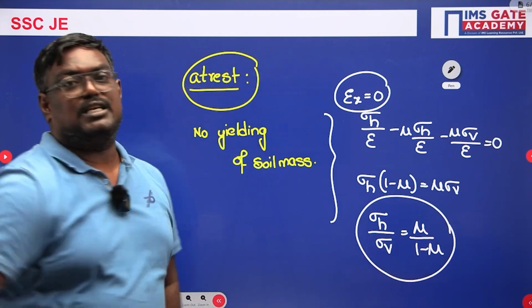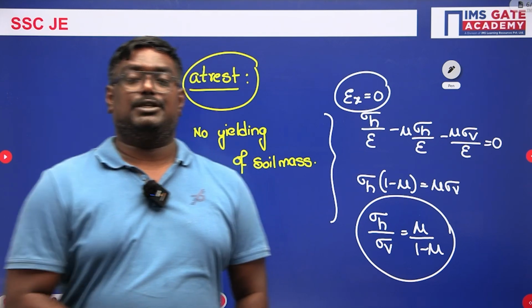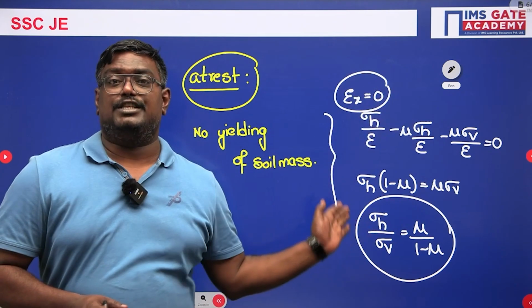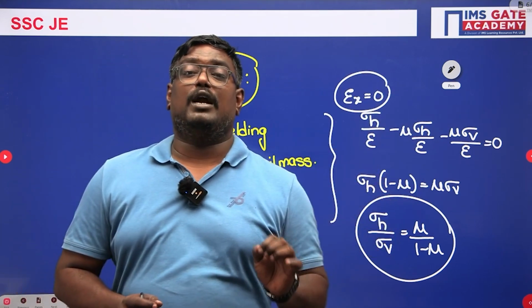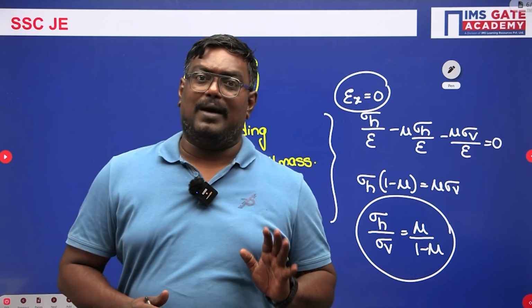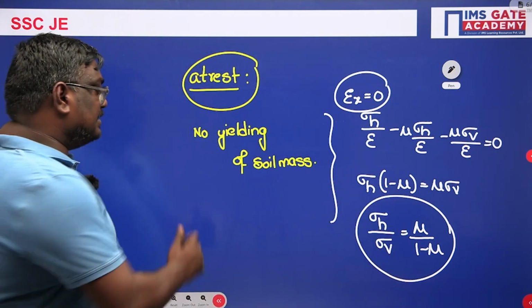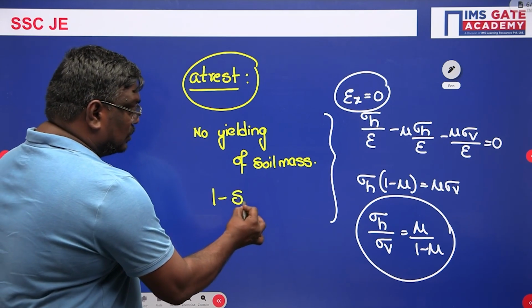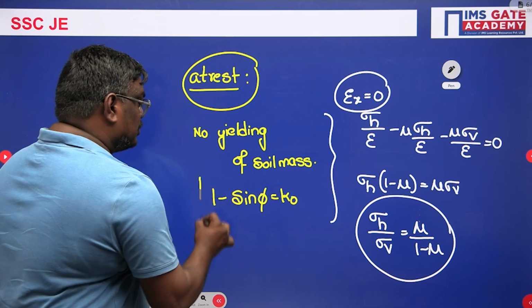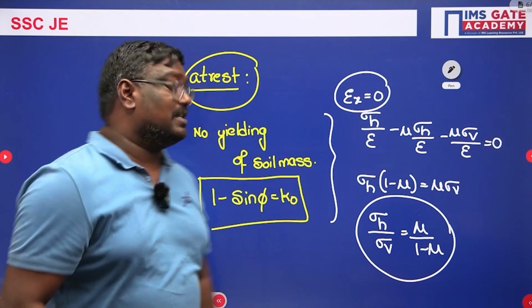Here sigma h by sigma V is nothing but the coefficient of at rest pressure. So whenever you are solving questions in SSC JE, if you follow this traditional method, it will be very difficult because time is a very important factor. So directly you have to remember the formula. The coefficient of at rest pressure is mu upon 1 minus mu, or there is another formula in case of angle of repose: K0 can be written as 1 minus sin phi. So you have to just remember the formulas instead of the derivation. Okay, this is as part of the SSC pattern.